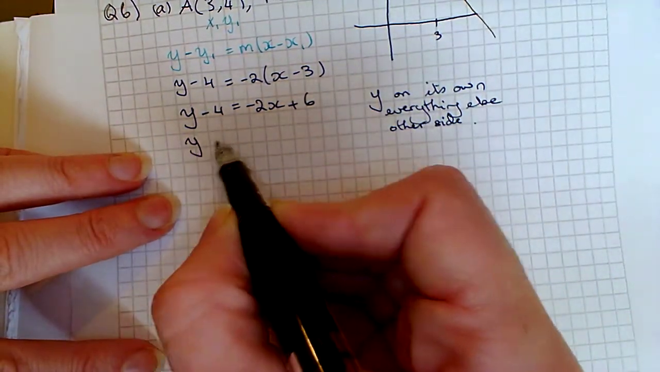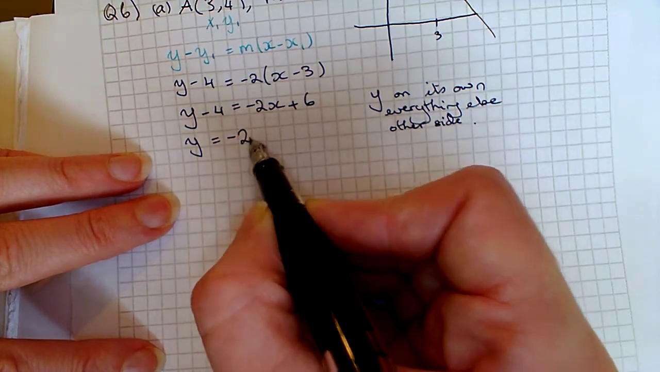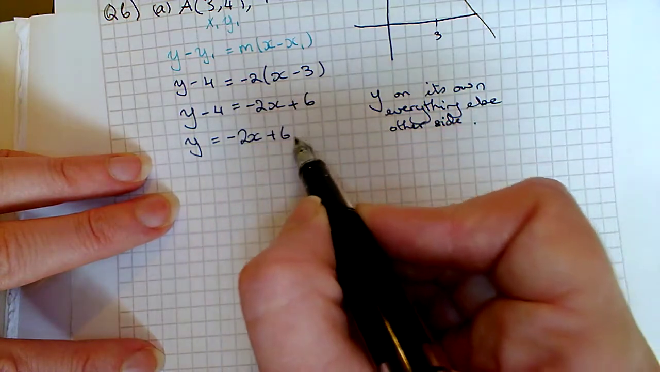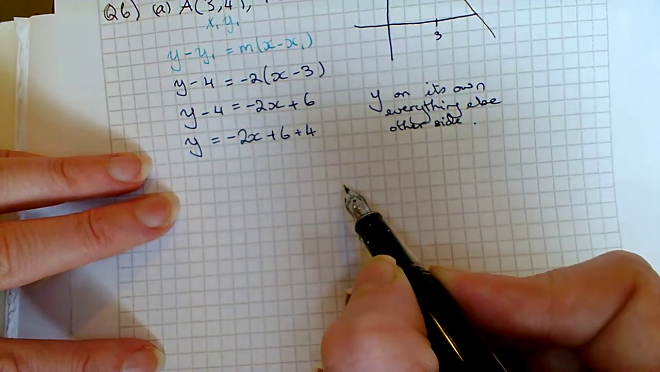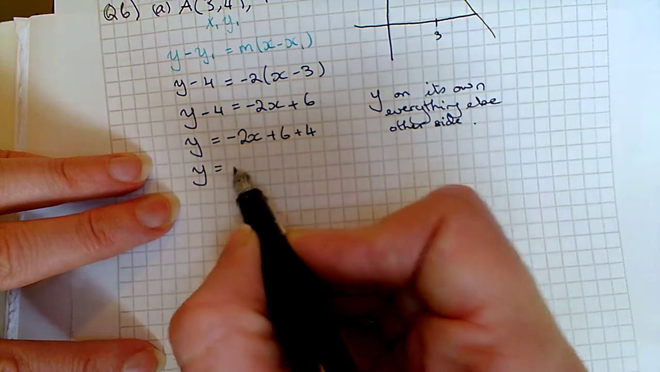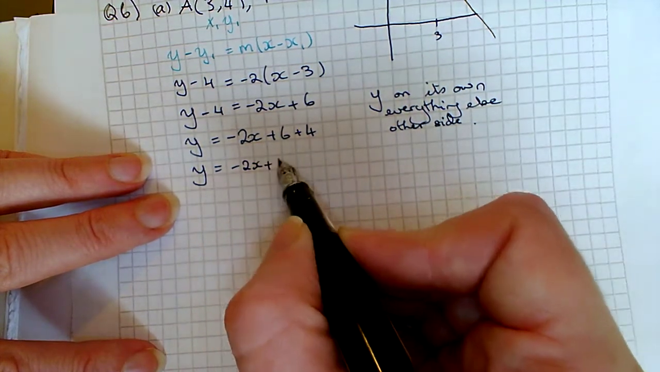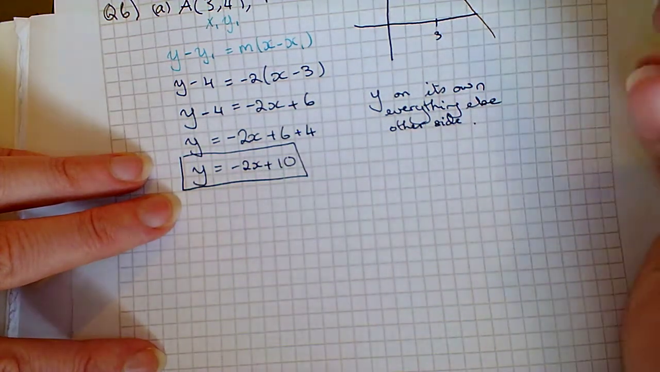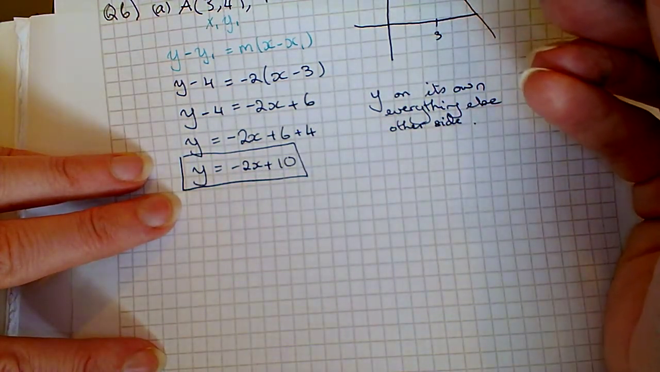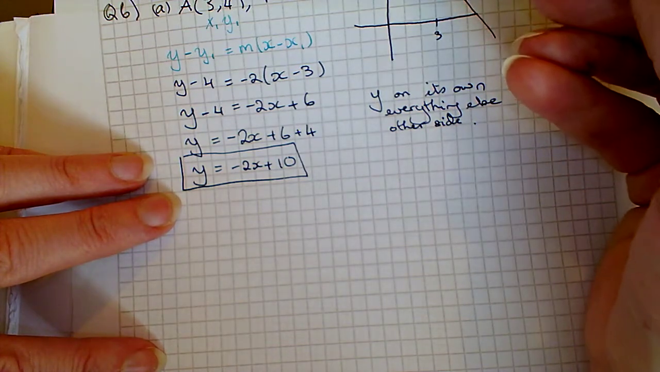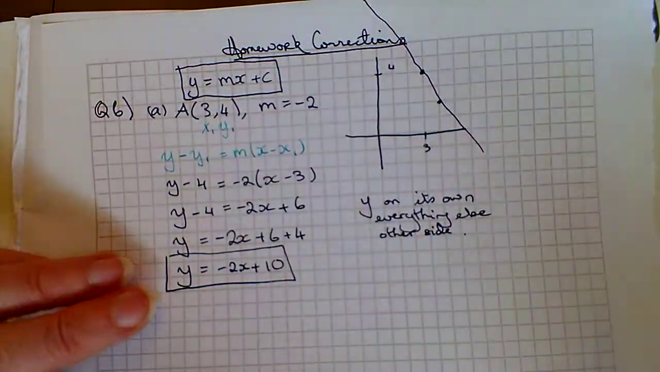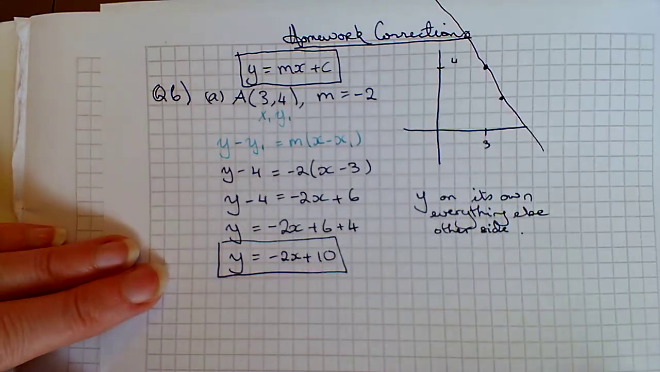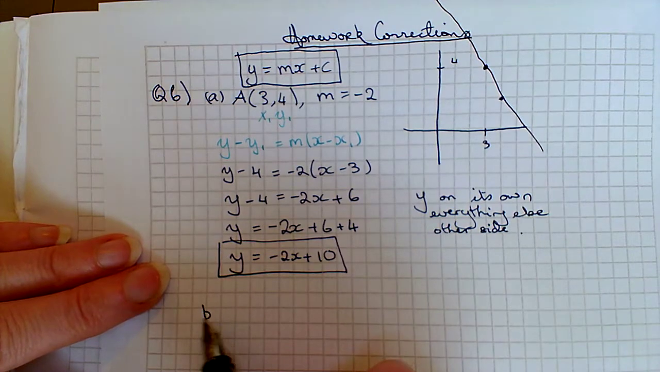I leave y where it is. I leave my -2x where it is. I leave my +6 where it is, and I bring my -4 over to make it a +4. So we've got y equals -2x, like terms here, plus 10. You can see here from our diagram actually that it probably was going to intercept somewhere around 10 up here, if I'd done that a little bit straighter. Okay, so that's the first part. Let's take a look at part B.